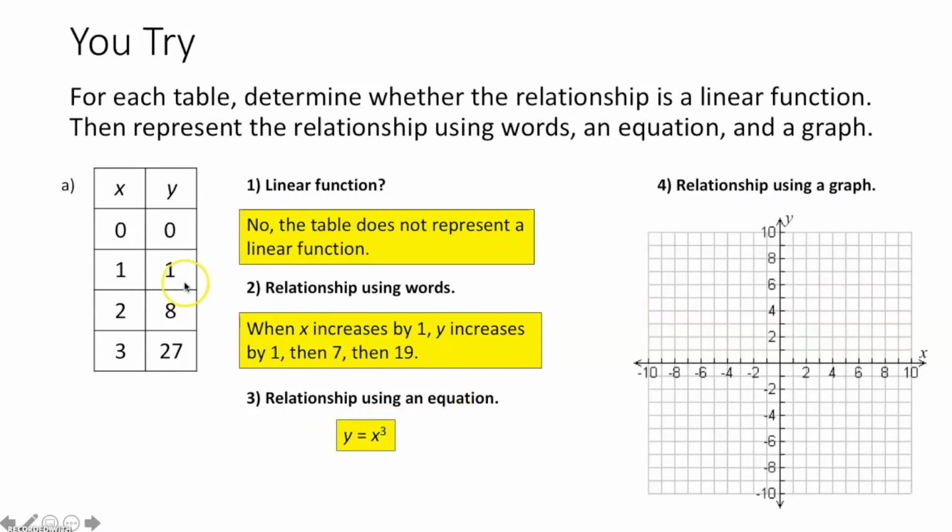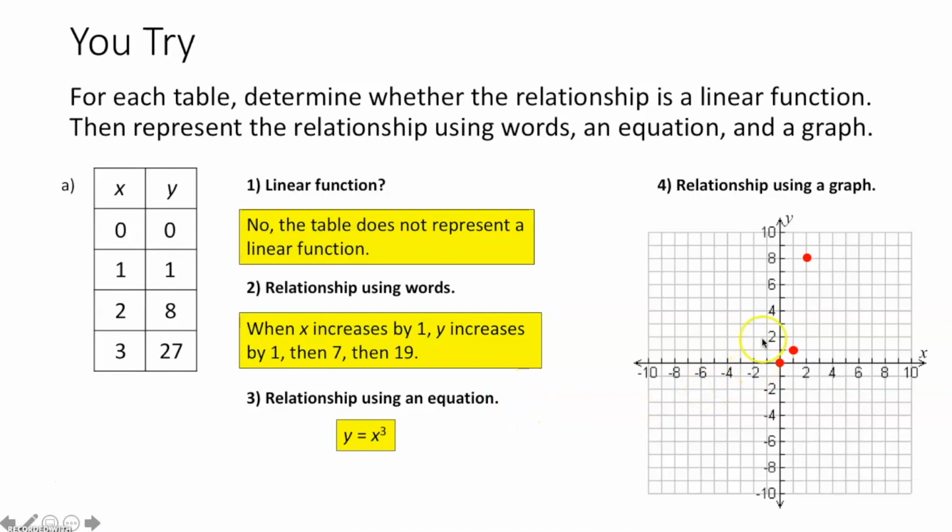Now we can go ahead and graph each of these points. So 0, 0, that's our origin. 1, 1, we go over 1 on our x-axis, up 1 on our y-axis, put a point. 2, 8, we go over 2 on our x-axis, up 8 on our y-axis, and put a point. And then 3, 27 is obviously going to be somewhere way up here off our graph.